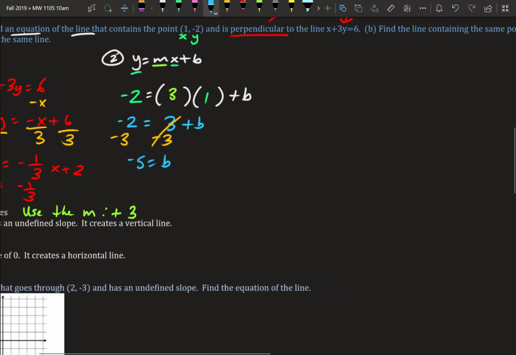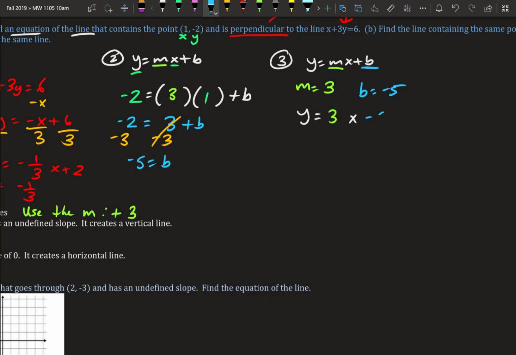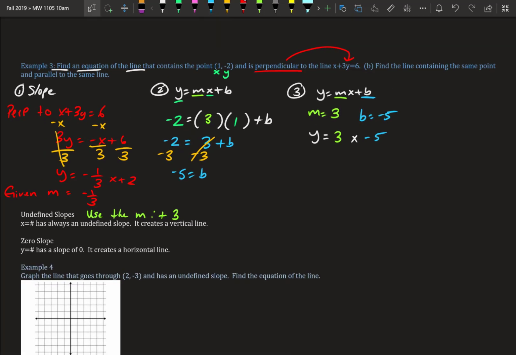Now our third step is to use y equals mx plus b again, but plug in what you found. So in step 1, we found out that the slope is +3, and in step 2, we found out that b is -5. So that's what we're going to plug in. We have y equals 3x minus 5. Now, on the test, this is where you would be done. Your answer would be y equals 3x minus 5.